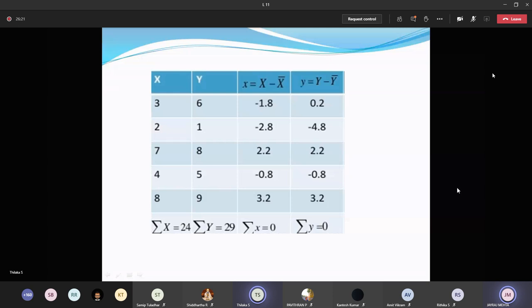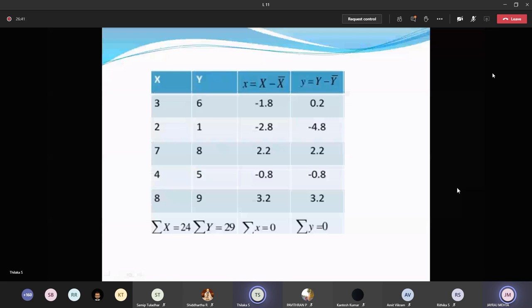So small x is equal to capital X minus x bar. The x bar is equal to 4.8. So 3 minus 4.8 gives minus 1.8. Then 2 minus 4.8 gives minus 2.8. So here the signs are important. Please make sure you are writing the numbers with the signs.